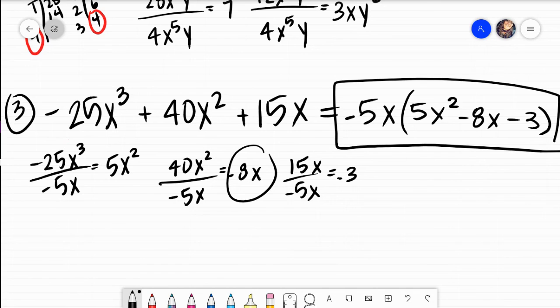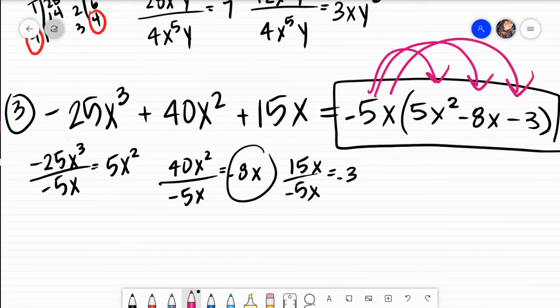If you go back and multiply our GCF to everything we got when we did our division, you will get back to this original polynomial.